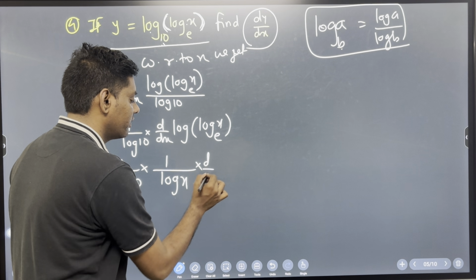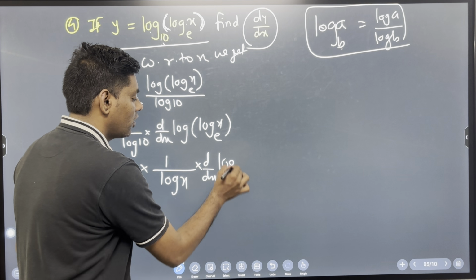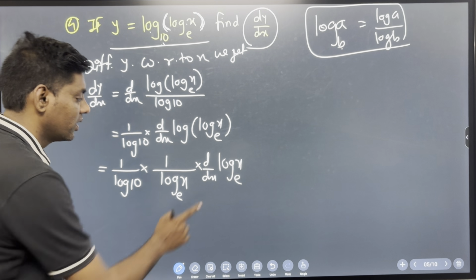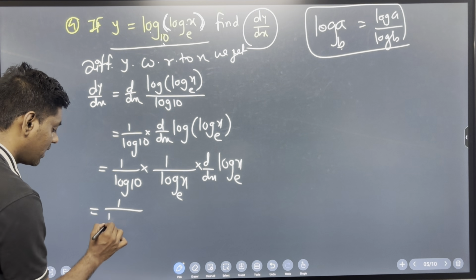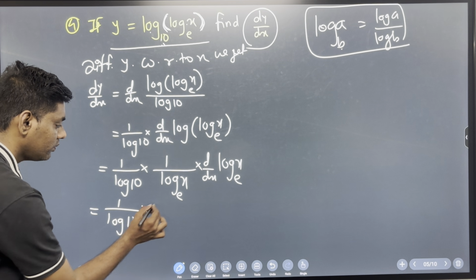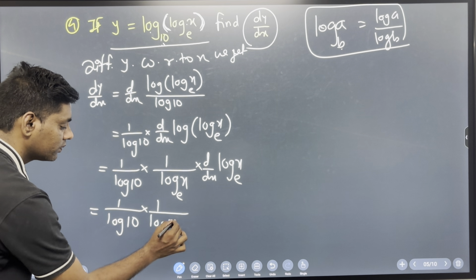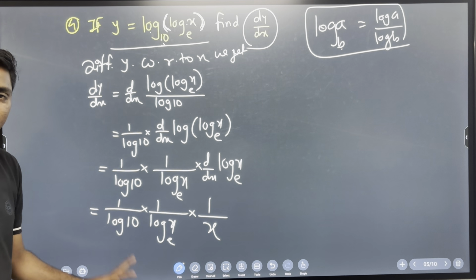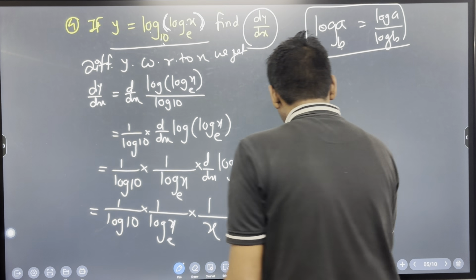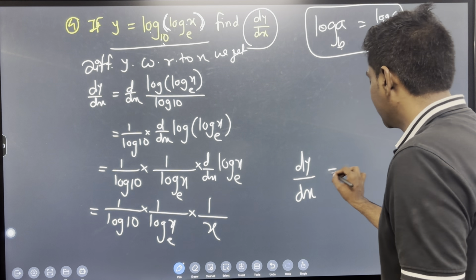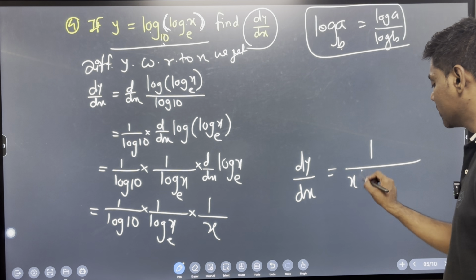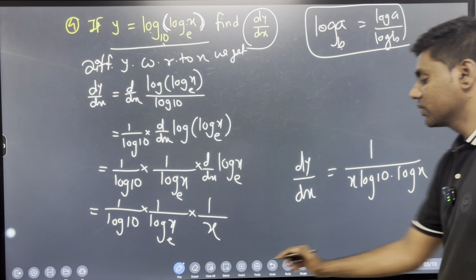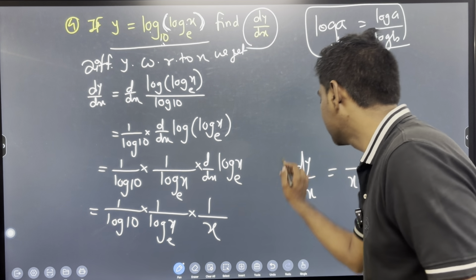And again we take the derivative of log of x to the base e. But remember that log e is 1. So what is the last answer? The derivative of log of x is 1 upon x. So this is the final answer of the given example. The final answer is dy by dx is equal to 1 upon x into log 10 into log of x. In such a way we calculate the given question.